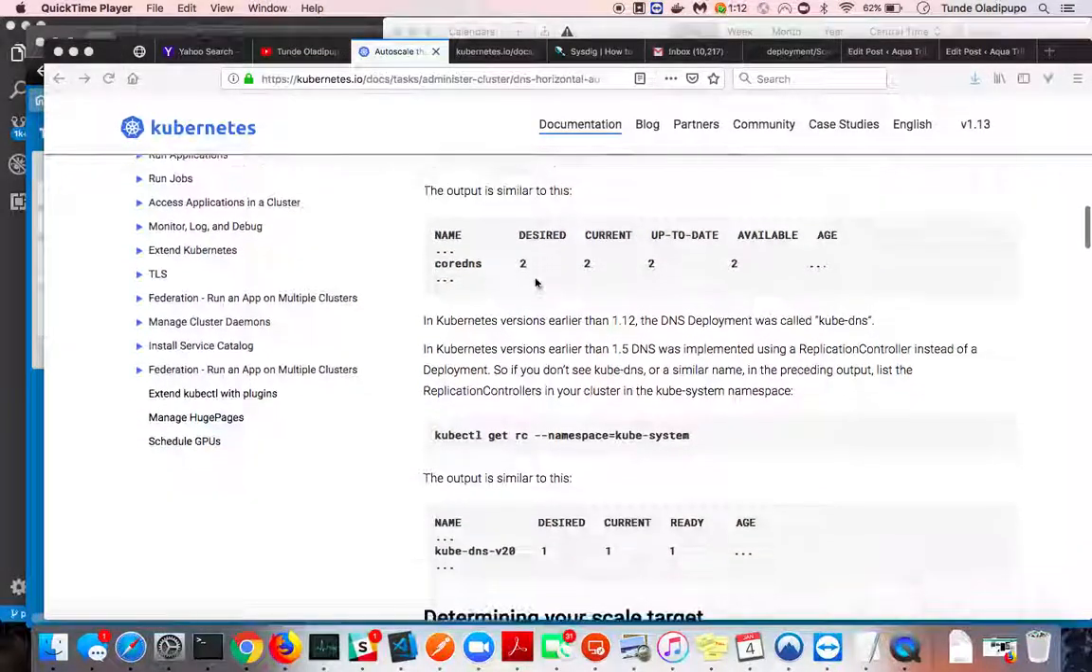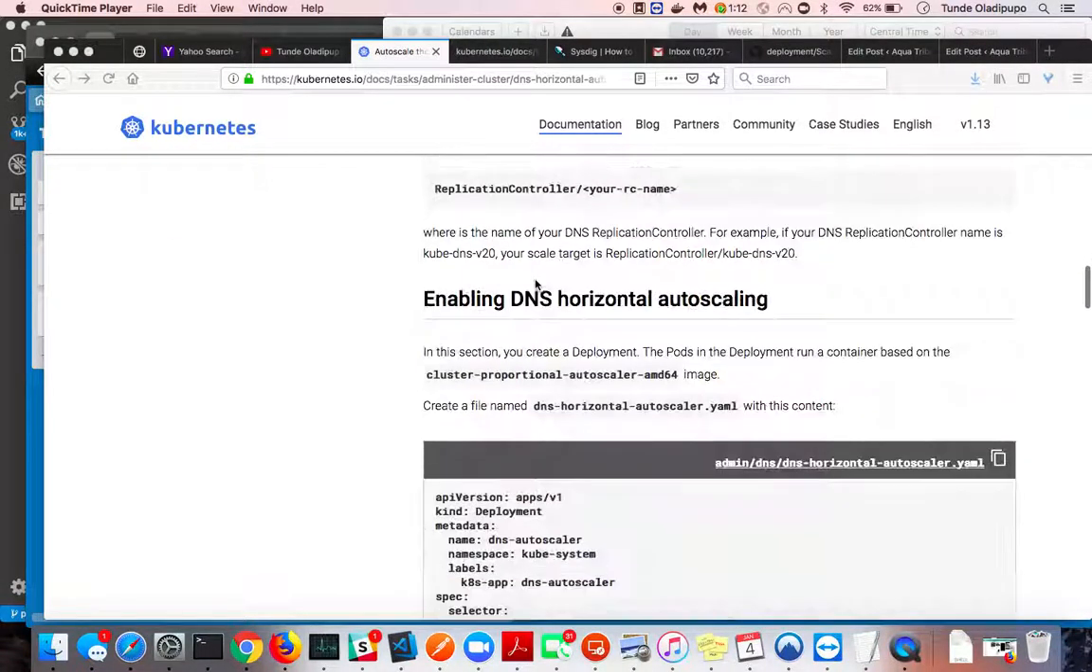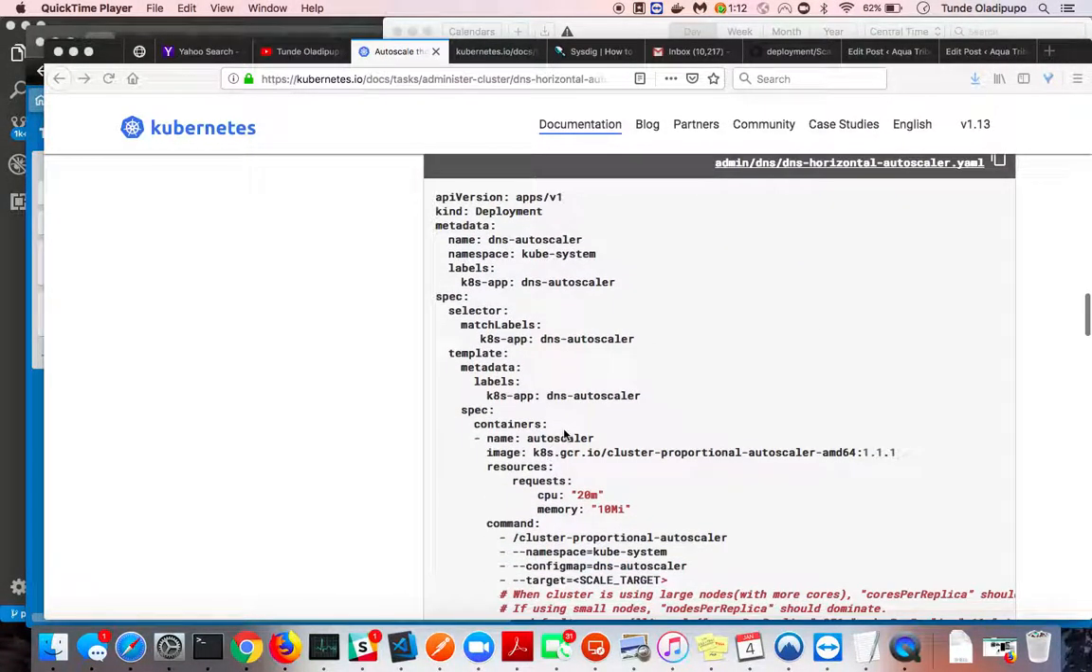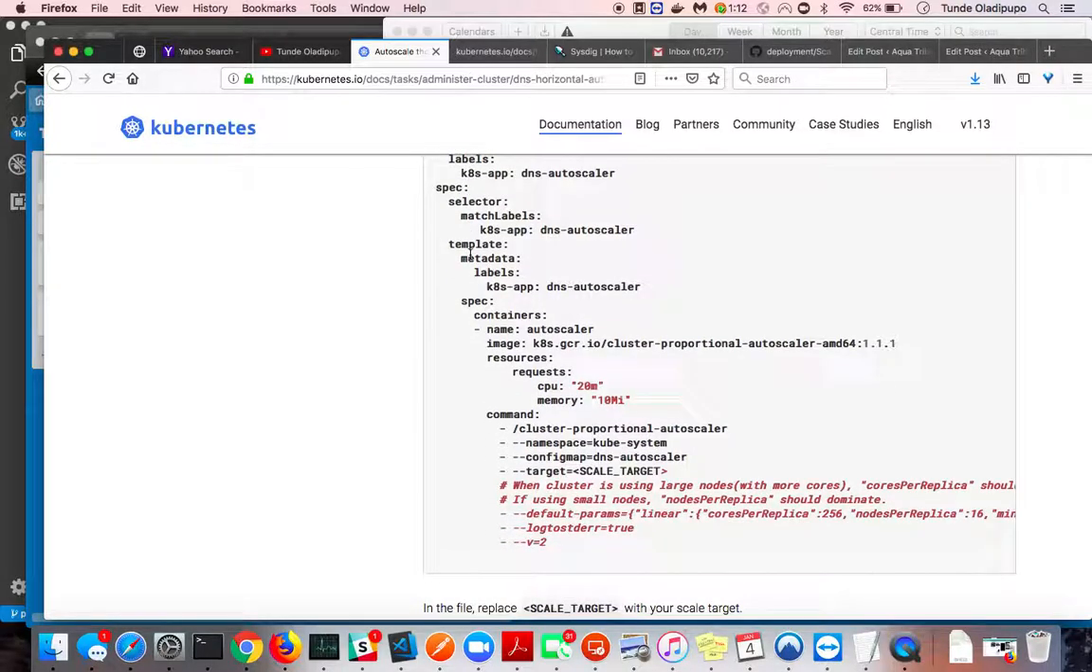If you go to this particular documentation, you will see you will be running a deployment, in this case let's call it your DNS autoscaler. Because your CoreDNS is in the kube-system namespace, this is also going to be running in the kube-system namespace, and all it's doing is very easy. It's going to keep track of the number of CoreDNS pods in your cluster to make sure it's proportional to the number of nodes or cores. So it makes a decision based on the number of nodes or cores in your cluster.